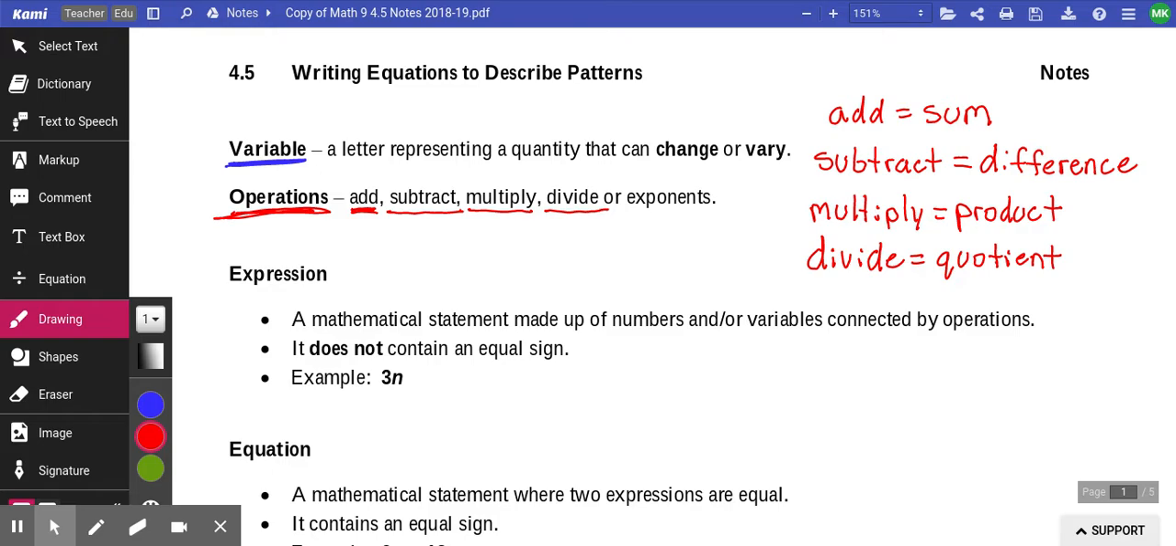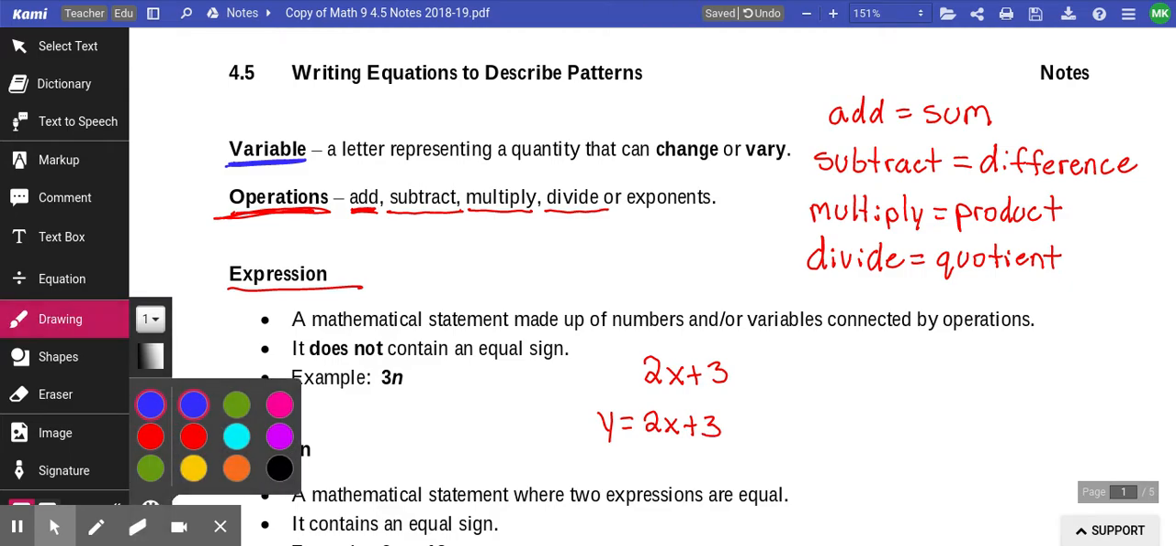Awesome. An expression. An expression is just a mathematical statement that doesn't have an equal sign. So, for instance, if I had 2x plus 3, that's an expression because there's no equal sign in it. If I said y equals 2x plus 3, that's an equation because there's an equal sign in it. So this one, expression. This one, equation.